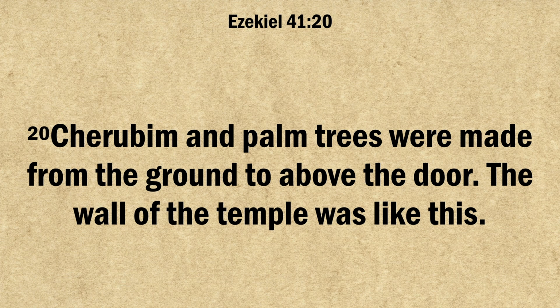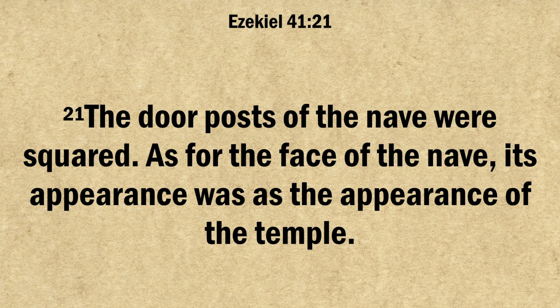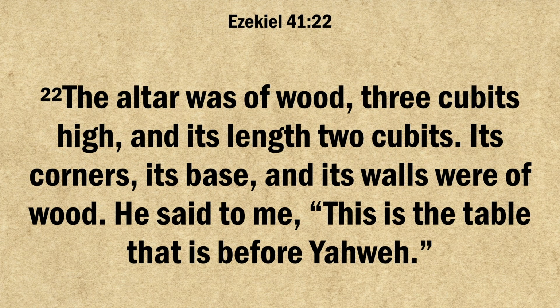Cherubim and palm trees were made from the ground to above the door. The wall of the temple was like this. The doorposts of the nave were squared. As for the face of the nave, its appearance was as the appearance of the temple. The altar was of wood, 3 cubits high, and its length 2 cubits. Its corners, its base, and its walls were of wood. He said to me, "This is the table that is before Yahweh."